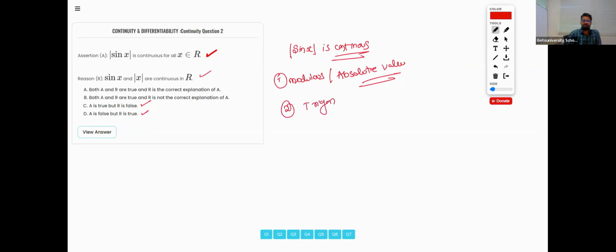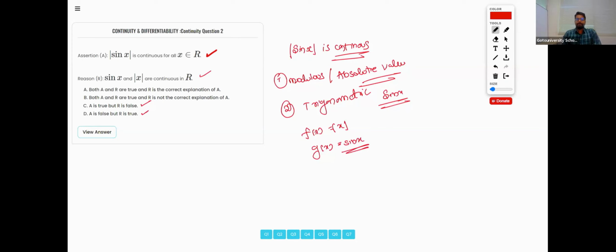Is this function modulus of sine x continuous? Don't you see there are two functions involved in this? One is a modulus function or absolute value function, correct? We are not going to write anything here because we need to know just the right option here. And the second one is a trigonometric function. What is that function? Sine x. Okay, so let us assume f of x as mod x and g of x as sine x.